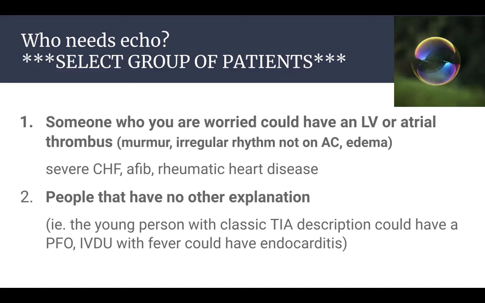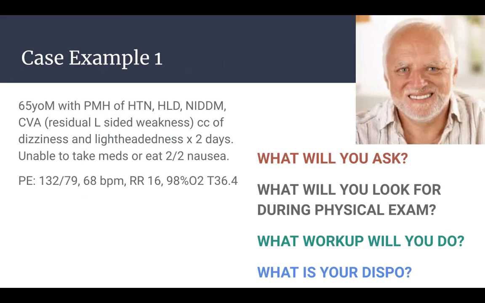direction of endocarditis. So let's go back to those case examples I mentioned before. The first was the 65-year-old male with the hypertension, hyperlipidemia, diabetes, and stroke with residual left-sided weakness with 2 days of dizziness and lightheadedness, who hasn't taken his medications or ate or drank much because he's been so nauseous. You can see here that his vital signs are pretty unremarkable. So what will you ask? What will you look for on physical exam? What workup will you do?